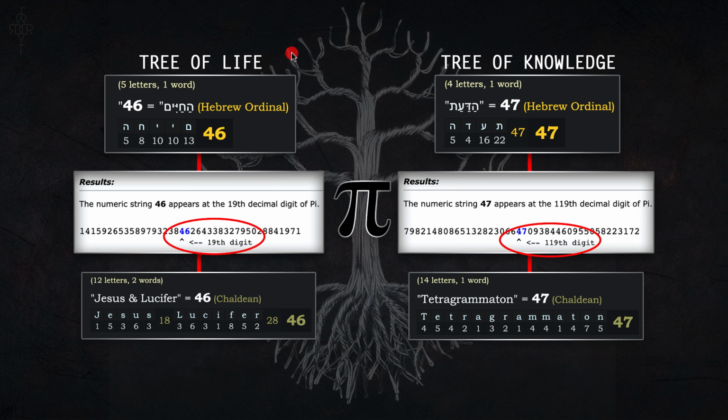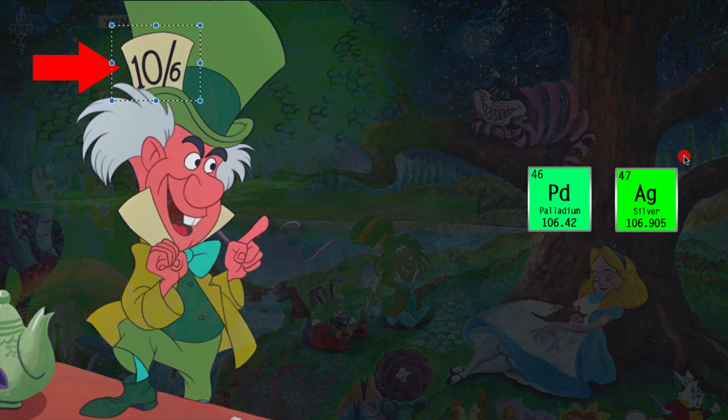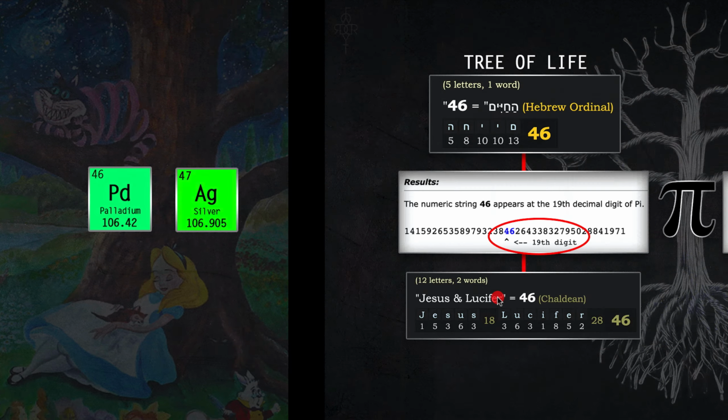Notice the tree of life. This is the original spelling in the Hebrew. And then the tree of knowledge. Notice tree of life is 46. Tree of knowledge is 47. 46 and 47. 106. Alice fell down a hole in a tree to get on Wonderland.